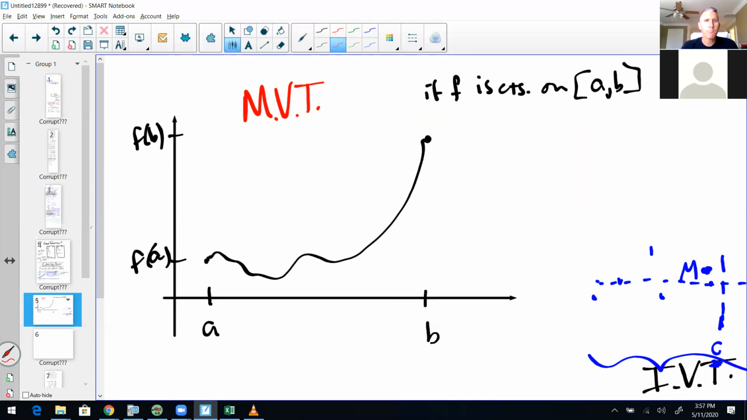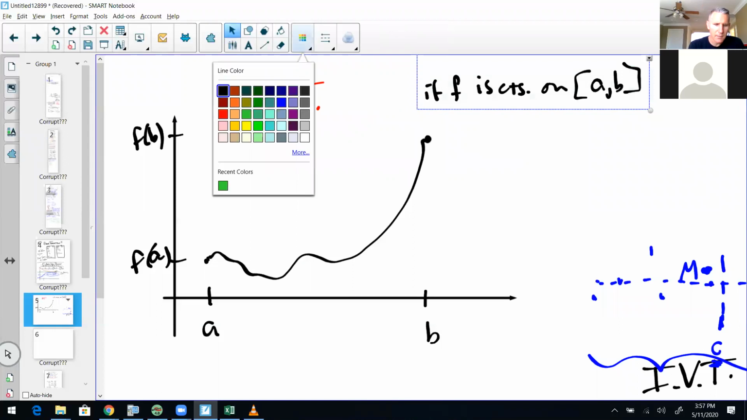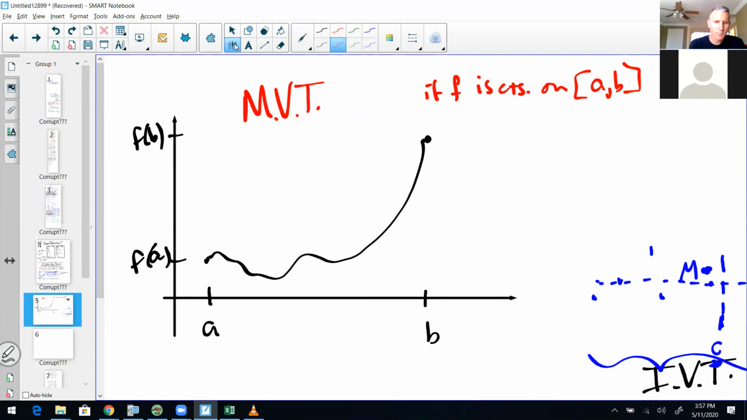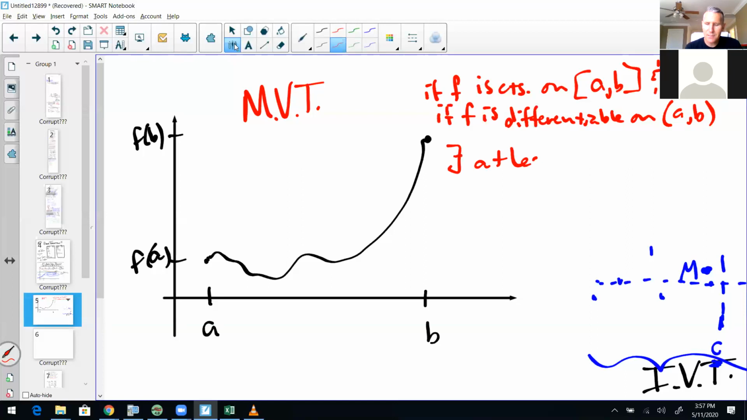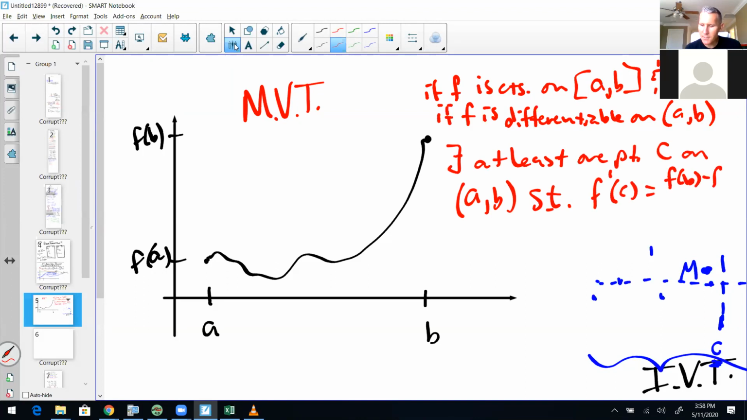So what this says is, if f is continuous, so let me make this red, if f is continuous on the closed interval from a to b, and if f is differentiable on the open interval from a to b, then there must exist at least one point c on the open interval from a to b such that f prime of c equals f of b minus f of a over b minus a. So here's what this says.